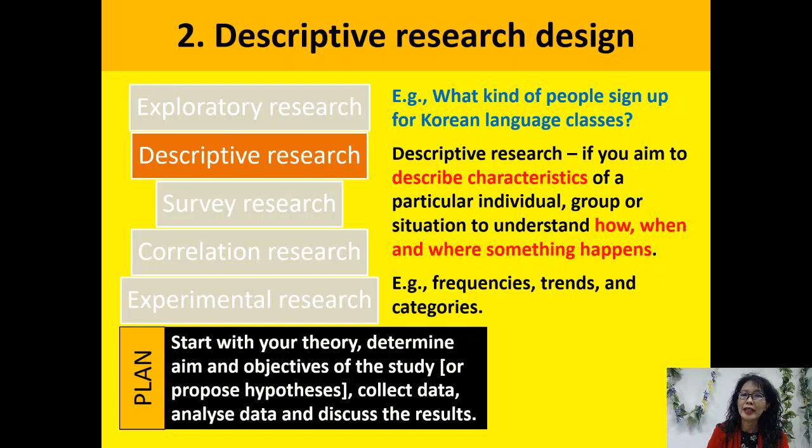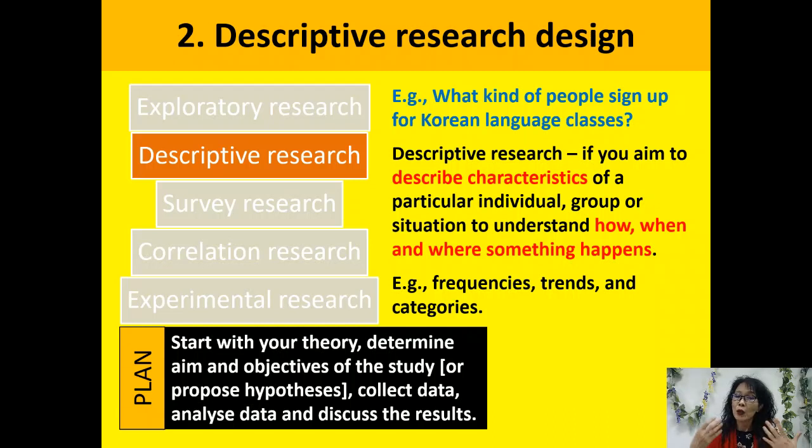So we can conduct a descriptive research design if we want to describe the characteristics of a particular individual or group or situation, because we want to understand how something happens, when something happens, where something happens. So all these questions, and therefore we might report them descriptively, just using words if we are collecting qualitative data. But on the other hand, you can report them as frequencies and trends and categories. So you can choose descriptive research design whether you are taking qualitative or quantitative data.